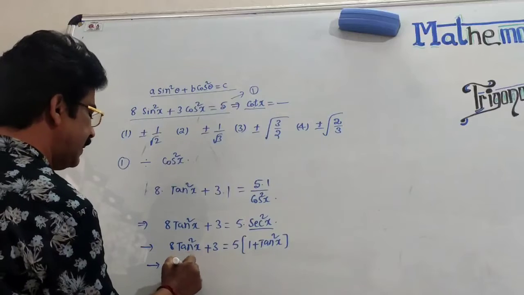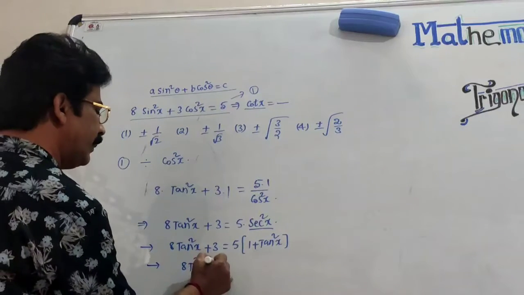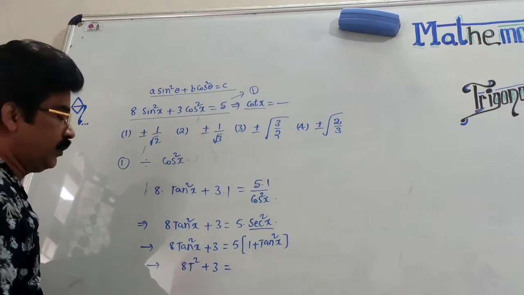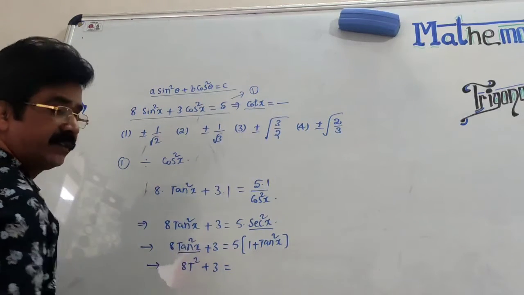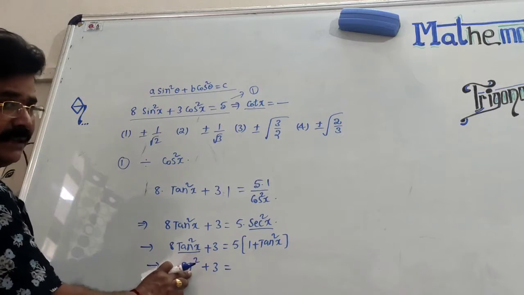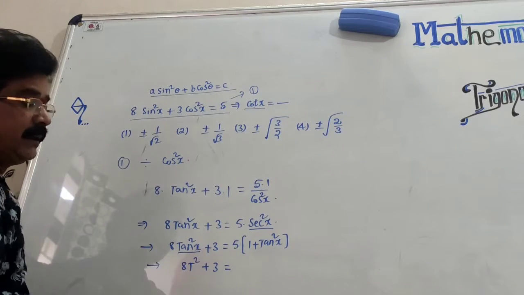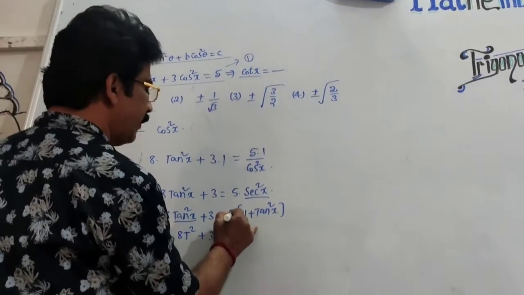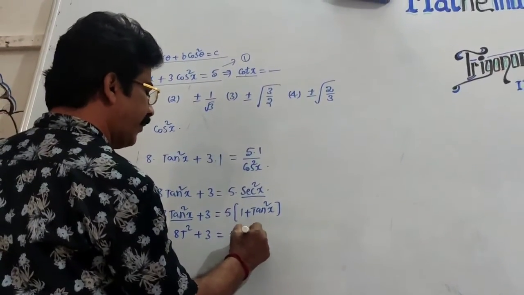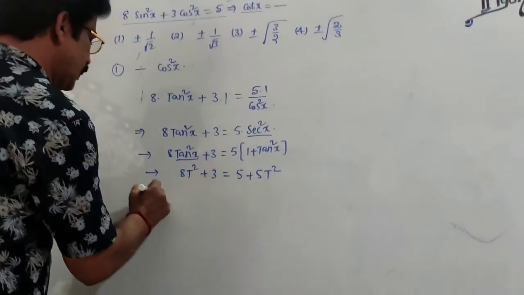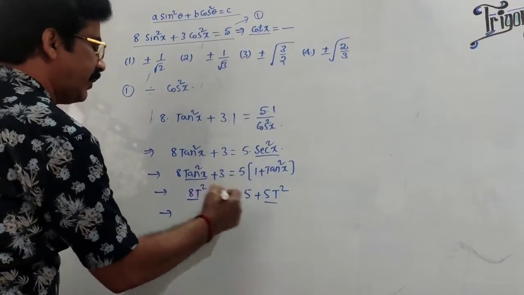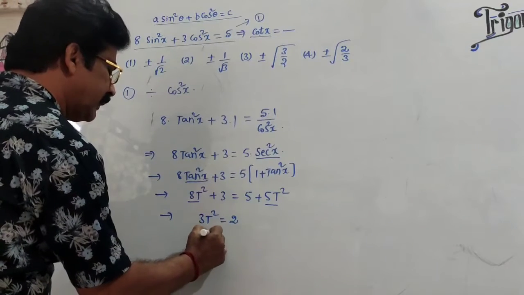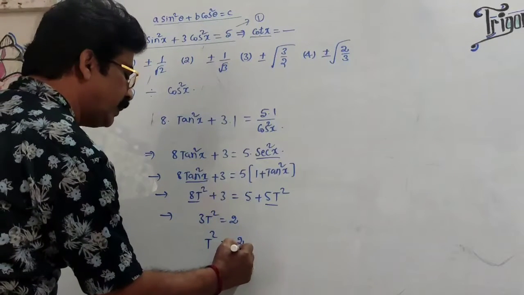So that implies 8 tan square plus 3 is equal to, for saving time in the classroom, instead of tan x, I am writing capital T only. Capital T stands for tan x, understand? Okay? 5 into 1, 5, plus 5 tan square. So that implies 8 tan square minus 5 tan square, 3 tan square, is equal to 2. So tan square is equal to 2 by 3.